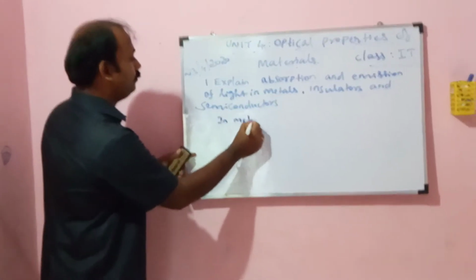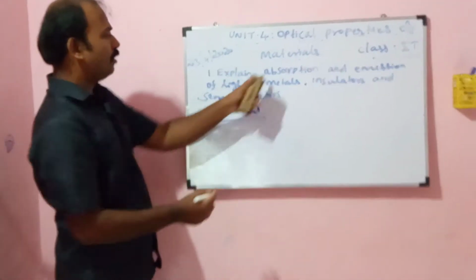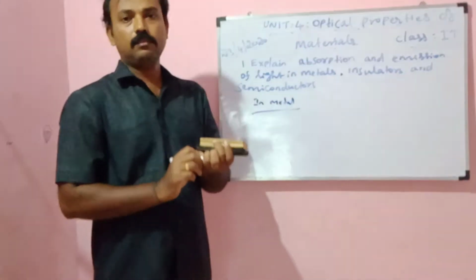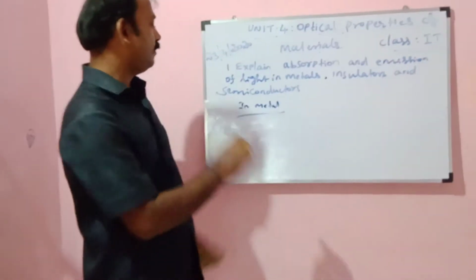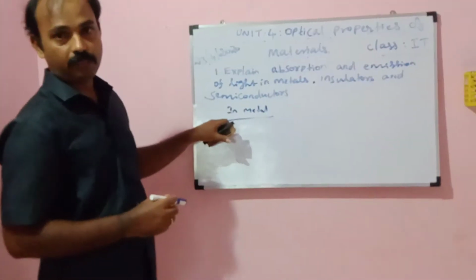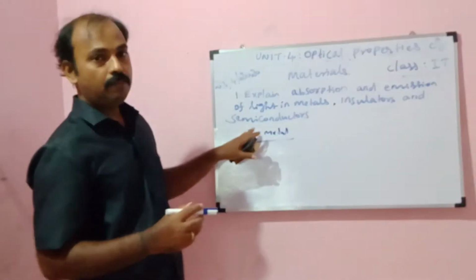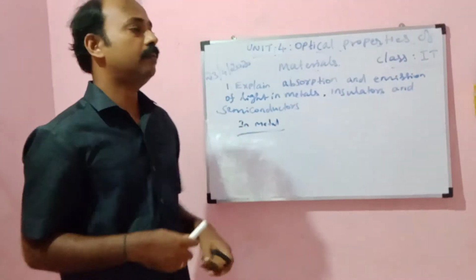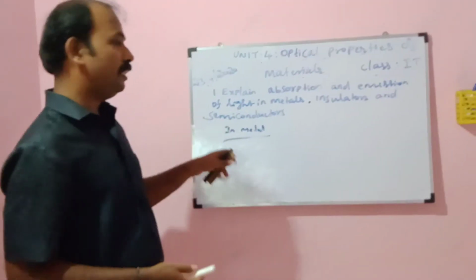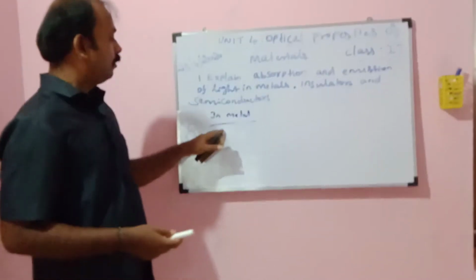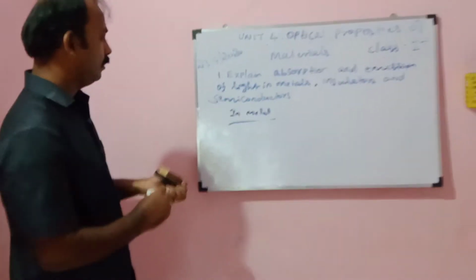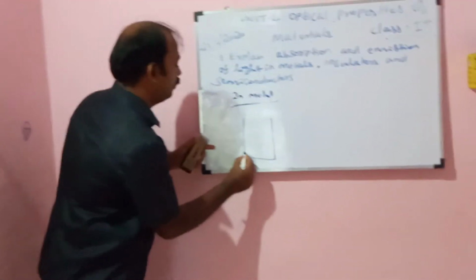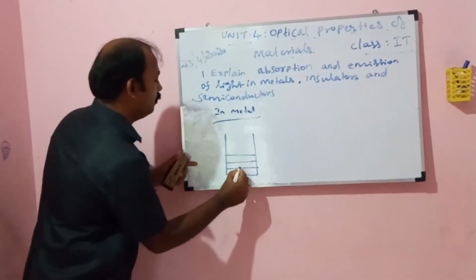In metal, how does this absorption take place? In case of metal, there is no energy gap between the valence band and the conduction band. The energy bands, that means valence and conduction bands, overlap each other. So in the case of metal, the electrons are occupied up to this level.